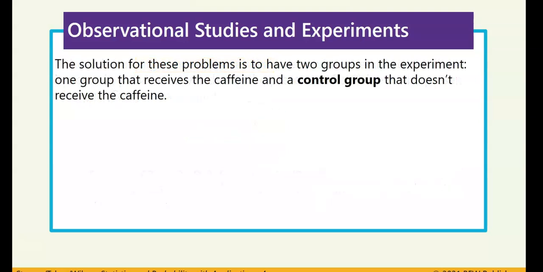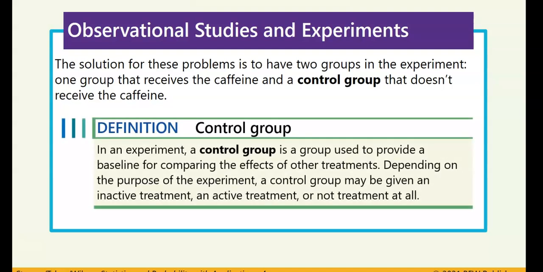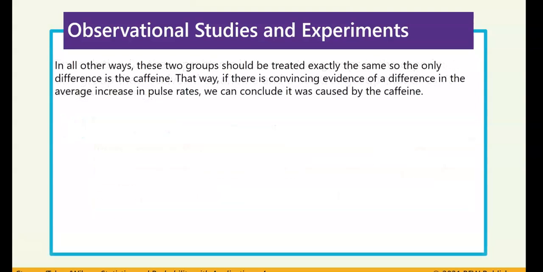The solution for these problems is to have 2 groups in the experiment. One group that receives caffeine and a control group that doesn't receive the caffeine. You've probably heard of this idea of a control group. The reason it's there is for comparison. We want to compare the results of the drug or whatever treatment we're giving to a control group that doesn't get the real drug. They get maybe what's called a placebo, like a fake drug, a sugar pill or something that doesn't do much. Sometimes they're given an inactive treatment, again, like a sugar pill, or sometimes a different active treatment. That occasionally happens, or no treatment at all also happens.